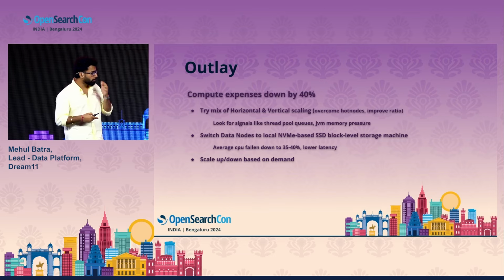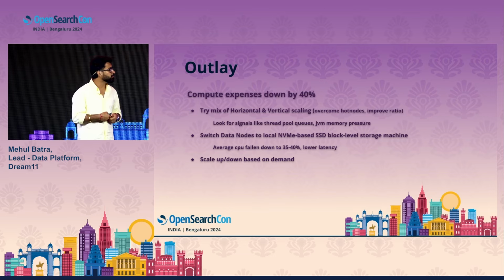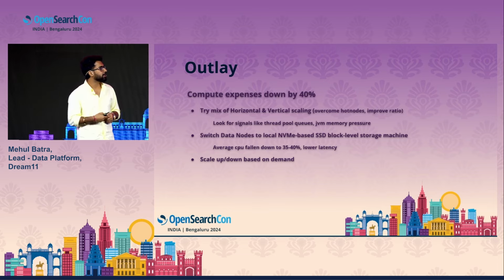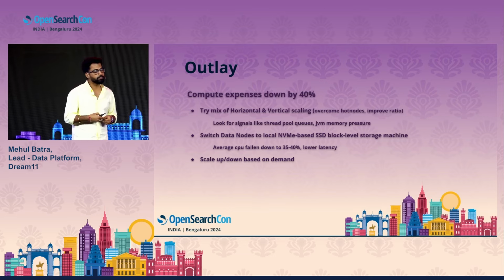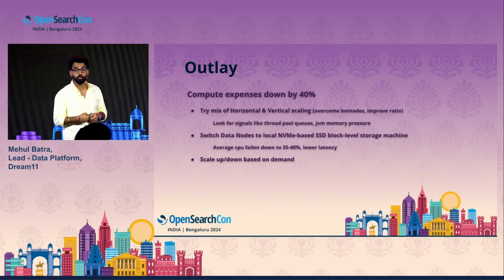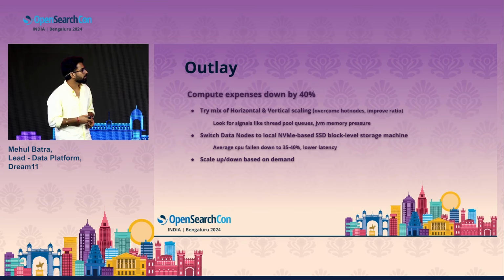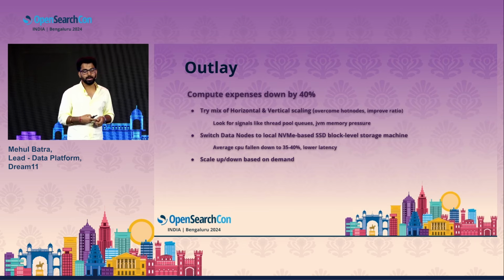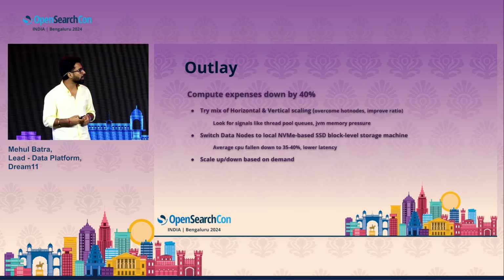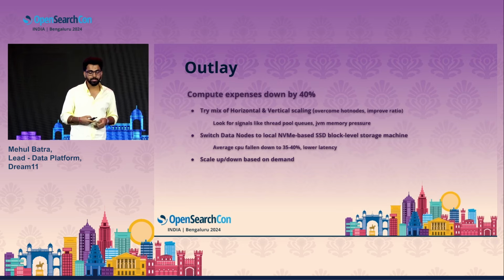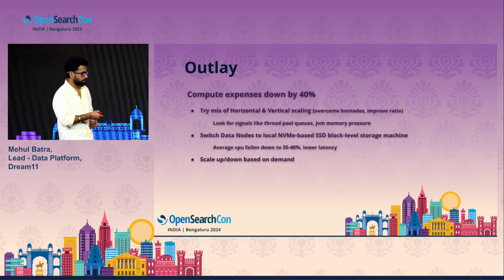And on top of that, with the help of the AWS OpenSearch team, we moved our data nodes from normal SSD block disks to NVMe-based SSD block disks, which are specially designed for faster transfer speeds. It helped us bring down our average CPU by 35 to 40%, and we saw lower latency. And for each hour, based on demand, we started scaling our cluster up and down, which also helped us tweak our compute expenses.